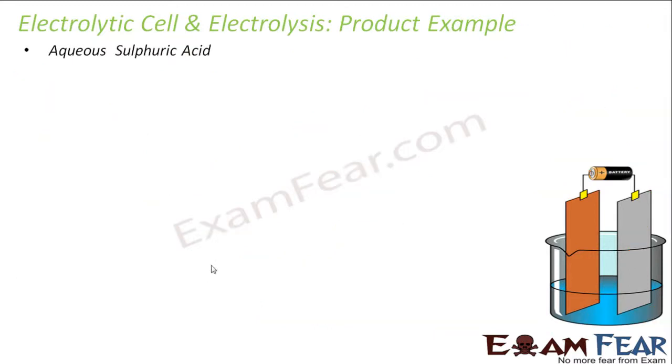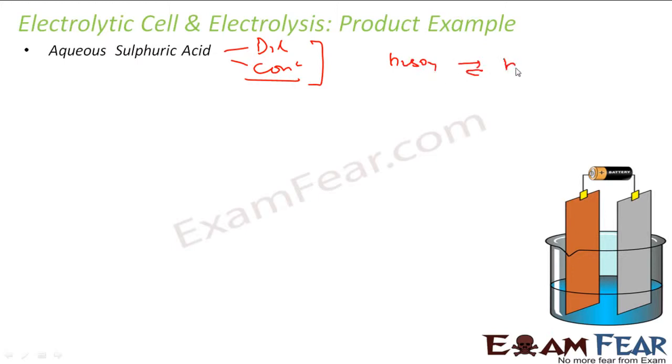Let's see with the sulfuric acid. It's aqueous sulfuric acid. It is not mentioned whether it is dilute or concentrated, so we'll see both scenarios. Correct? Sulfuric acid, H2SO4, will break into H plus and SO4 2 minus ions. So this is my anode, this is my cathode. The cathode will have a lot of electrons, and at the cathode reduction will happen.